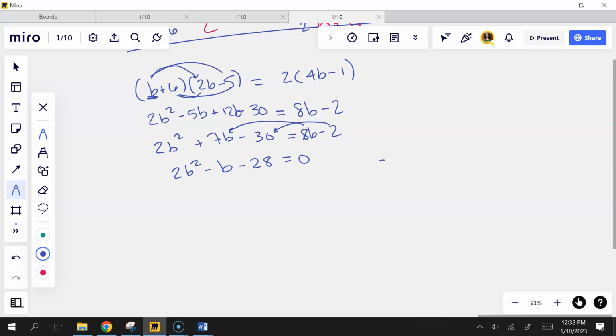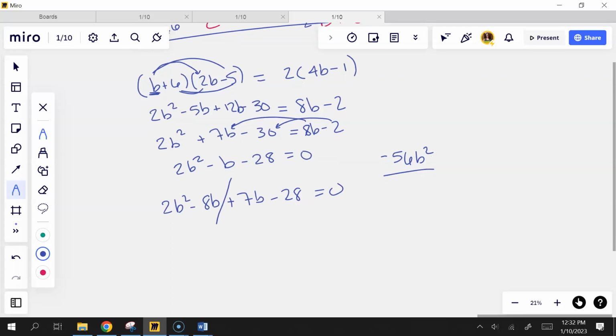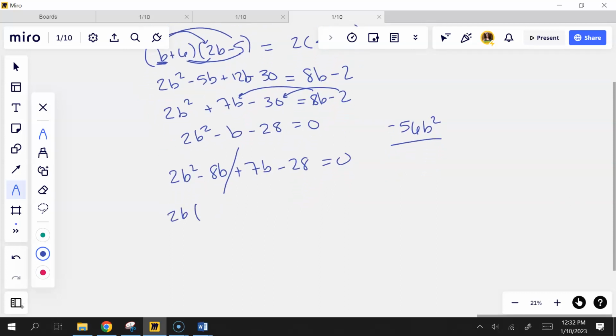So what multiplies to negative 56b squared but adds to negative 1b? 8 and 7. So 2b squared minus 8b plus 7b minus 28 equals 0. And then I take out a 2b, it leaves me with b minus 4. And then I take out a 7, and it leaves me with b minus 4. And I get b minus 4 times 2b plus 7 equals 0. So what are my two solutions?